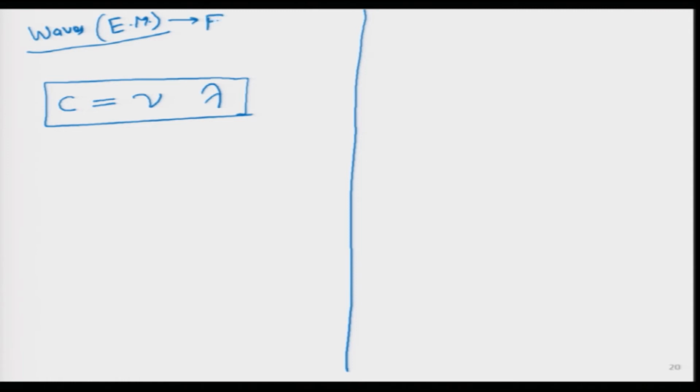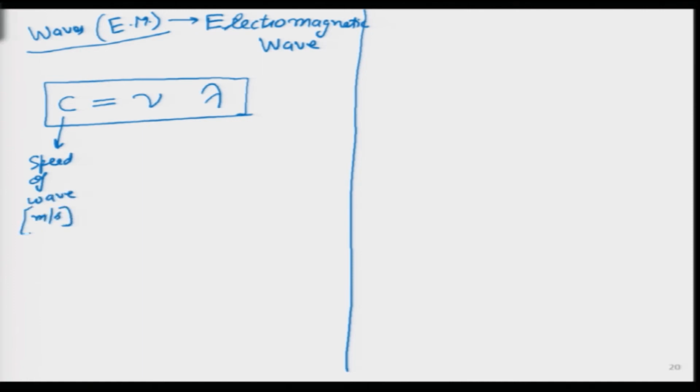I will just write this is electromagnetic wave. This is the speed of wave, generally given in meters per second. This is the frequency, generally given in hertz, or I can also write it as second inverse, and this is the wavelength.